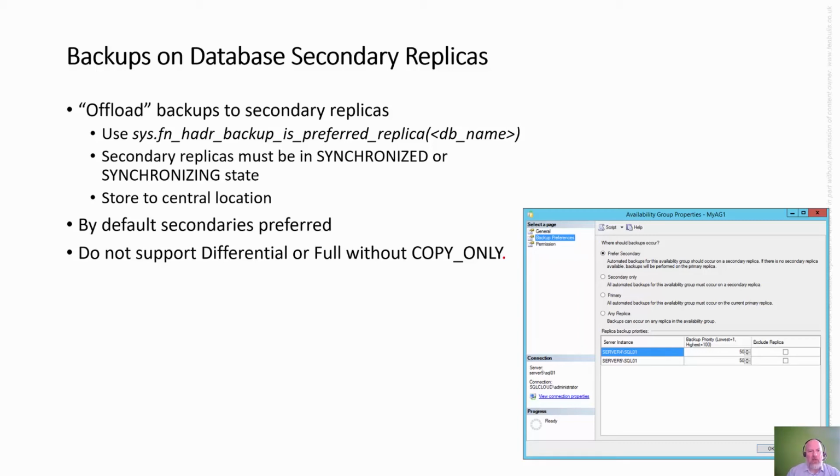It's worth mentioning that you cannot perform a differential backup on a secondary replica, and you cannot perform a full either unless you use the copy only statement. Now, bear in mind, if you are using the copy only statement, that full backup that you take cannot be used as a differential base. In other words, you cannot restore that full backup and then restore a differential that you may have taken on the primary on top of it to get to that certain point in time. All right, but you could apply your transaction logs to it if you wanted.